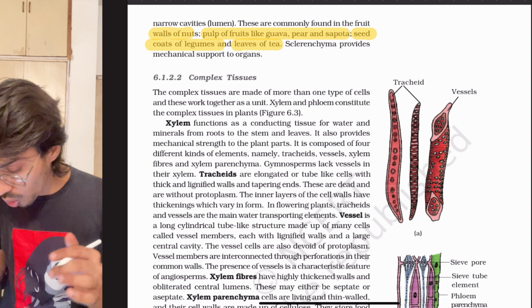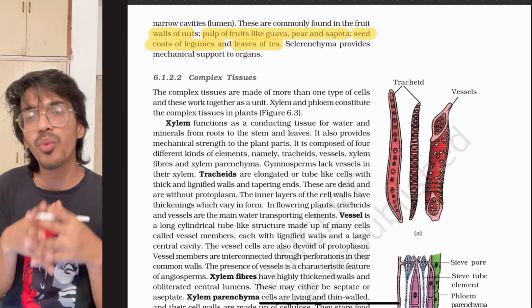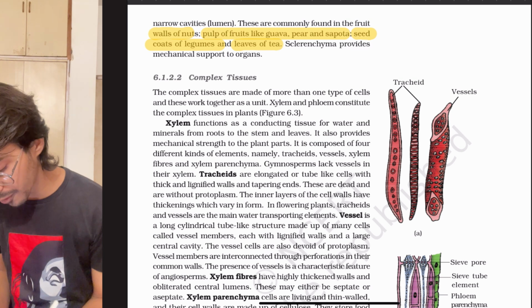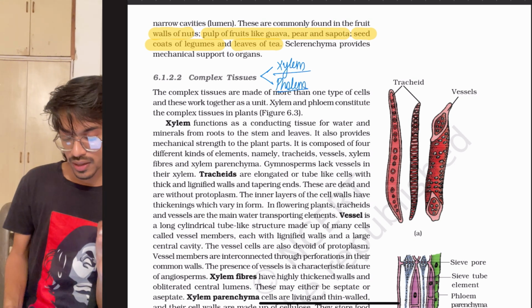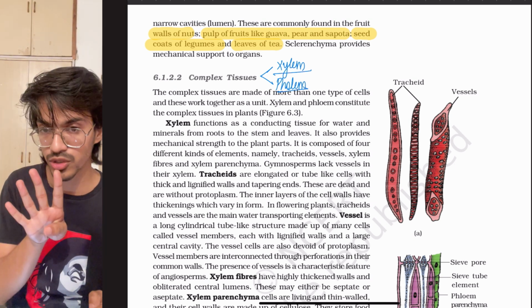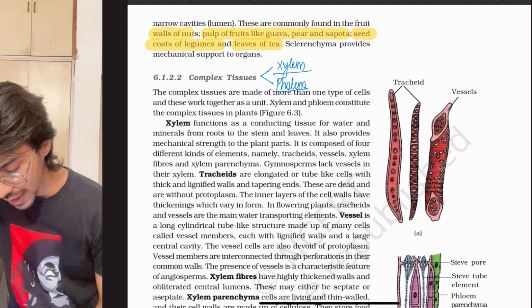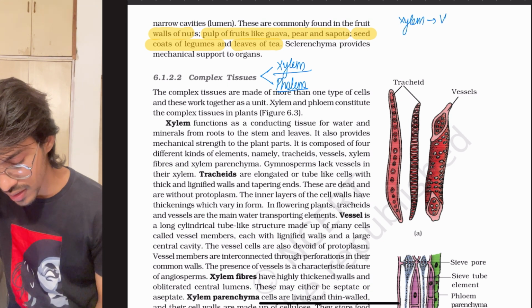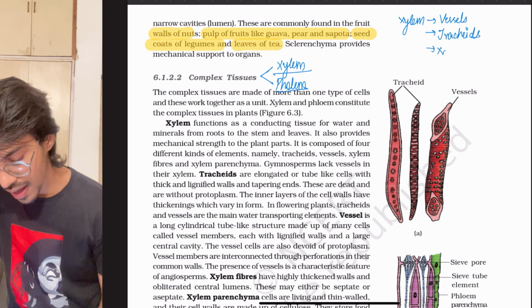Okay, next comes the complex tissue. Complex tissue is made up of more than one type of tissue. Here you have to study two of them: one is xylem, another is phloem. The first question that will be asked: xylem has four parts. What are the four parts of xylem? Here only I am writing. The xylem has xylem vessels, tracheids, xylem fibers, and xylem parenchyma.